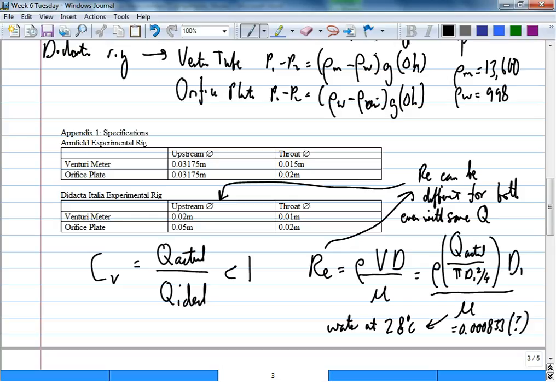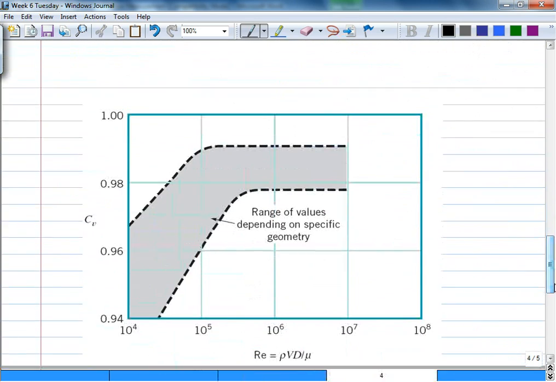Which one is water, which one is mercury? Venturi one is the mercury one, right? Any questions? So for each flow rate, you can work out the Cv, and you can work out a Reynolds number. Okay, not so far? After that, finally, you are supposed to plot.